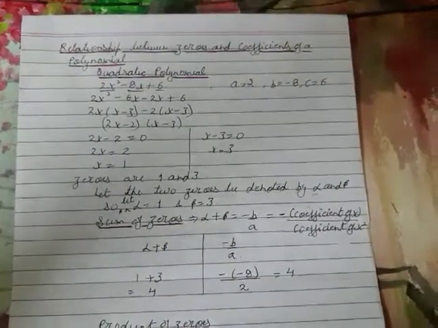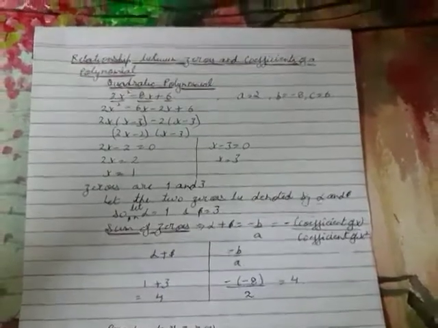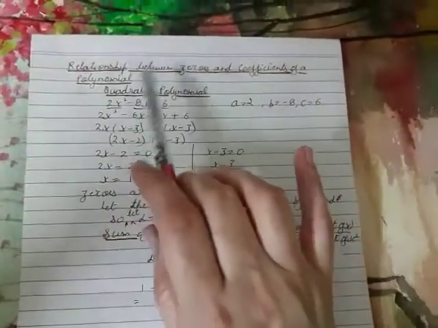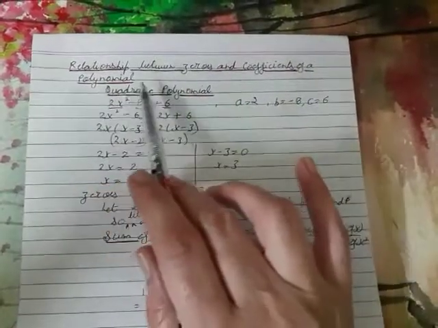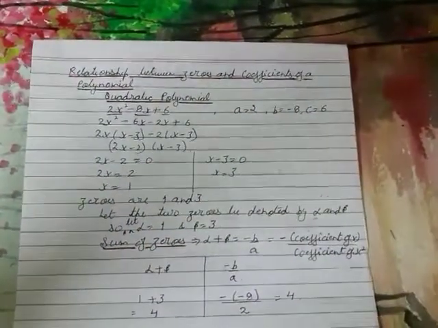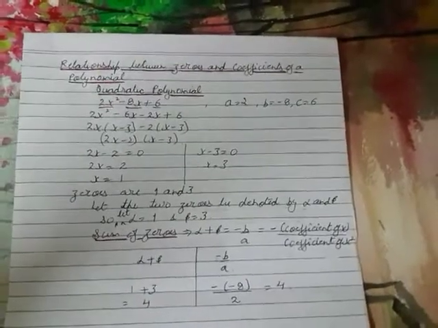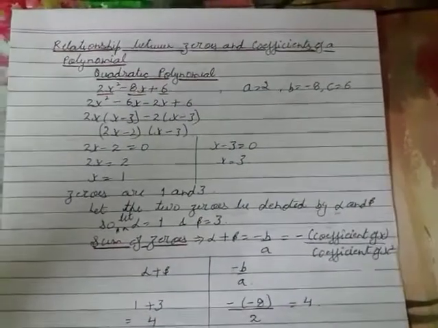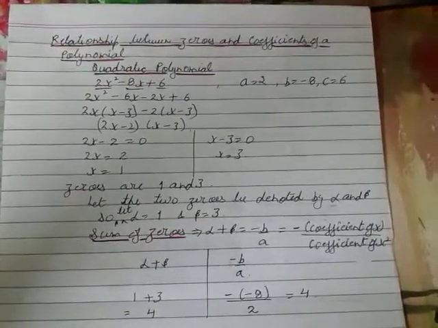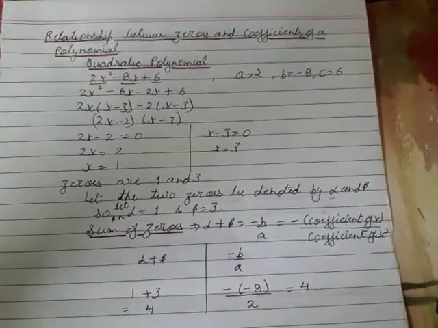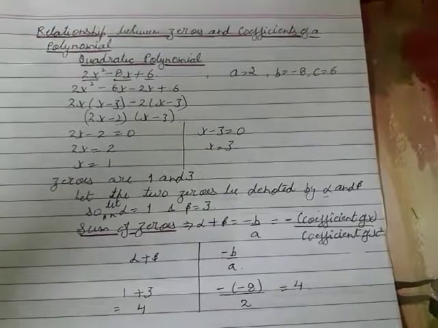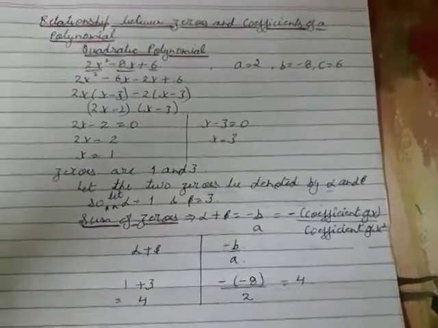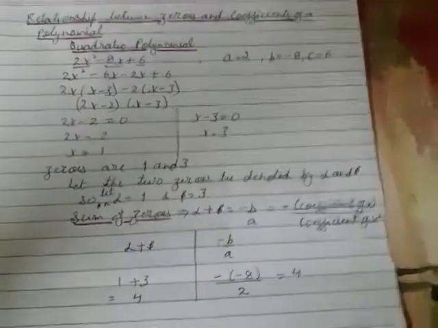The next topic which we will do today is the relationship between zeros and coefficients of a polynomial. In this we'll do two types of polynomial. First we'll do it for a quadratic polynomial, and after that we'll verify for cubic polynomials also. I'll explain this topic with the help of one example.